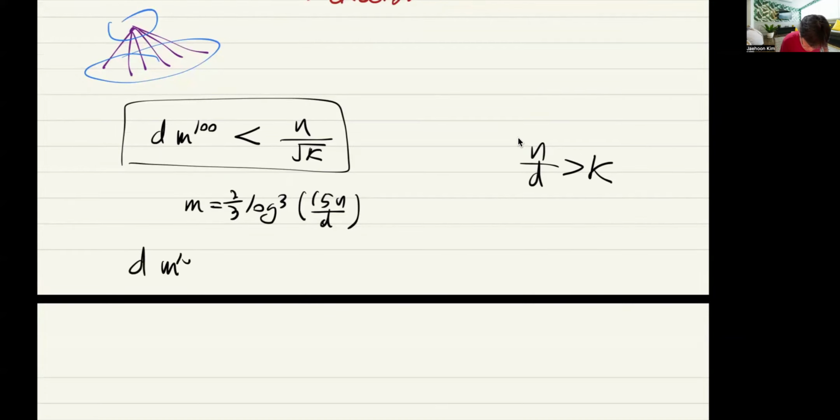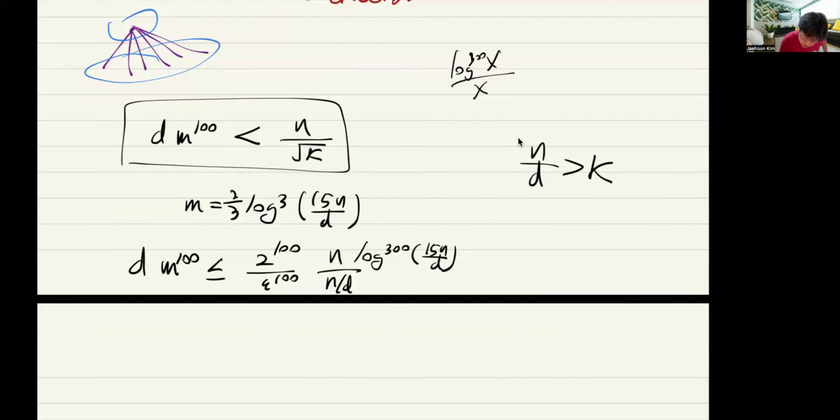Then what? T m to the 100 is like 2 to the 100, epsilon to the 100. You can write n over t, hence log 300 of 15n over d. So you have n over d and n over d here. Writing n over d as x, log 300x divided by x. If x is large enough, it is going to 0. So this goes to 0 if this is large. So when this is bigger than k, this is like almost 1 over k to the 0.9.